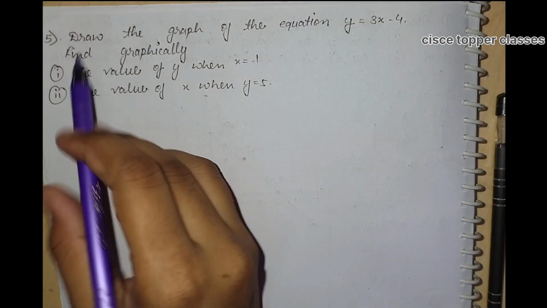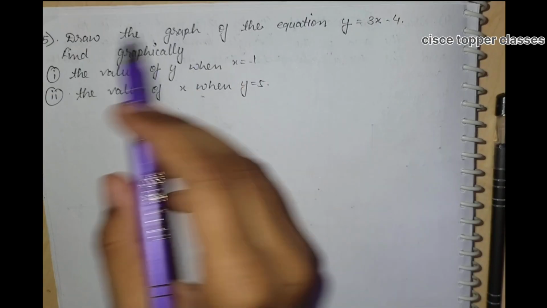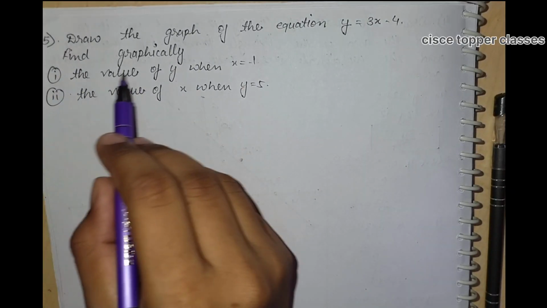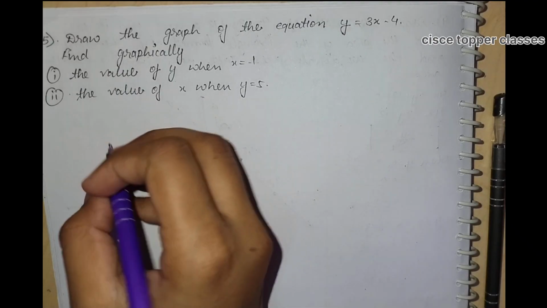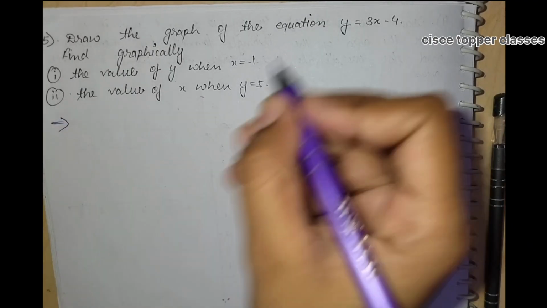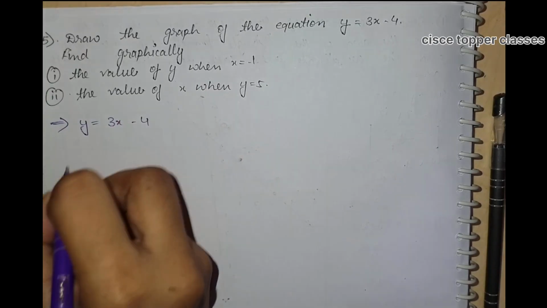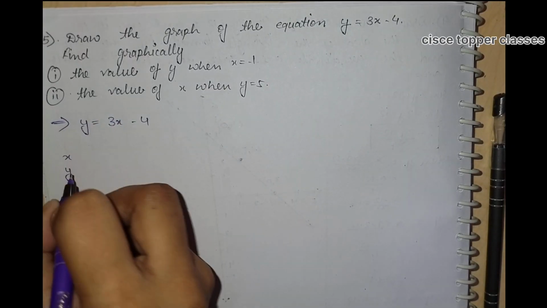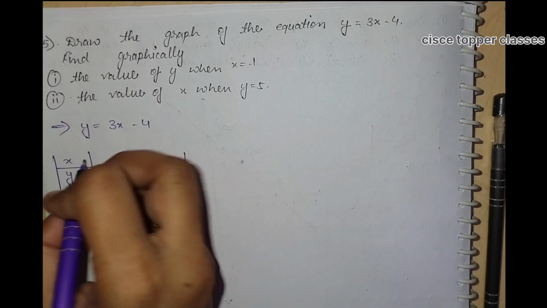Let us solve question number 5. We have to draw the graph of the equation y is equal to 3x minus 4, and we have to find graphically the value of y when x is equal to minus 1 and the value of x when y is equal to 5. So here if we put the value of x, we will get the value of y. So let this be x and this be y.